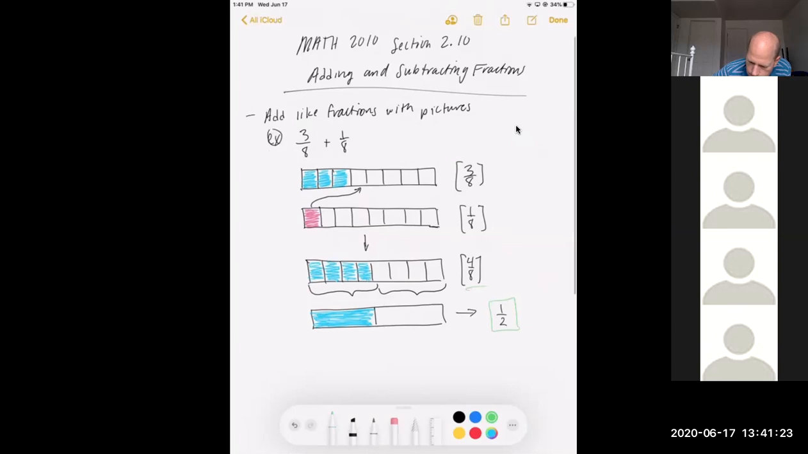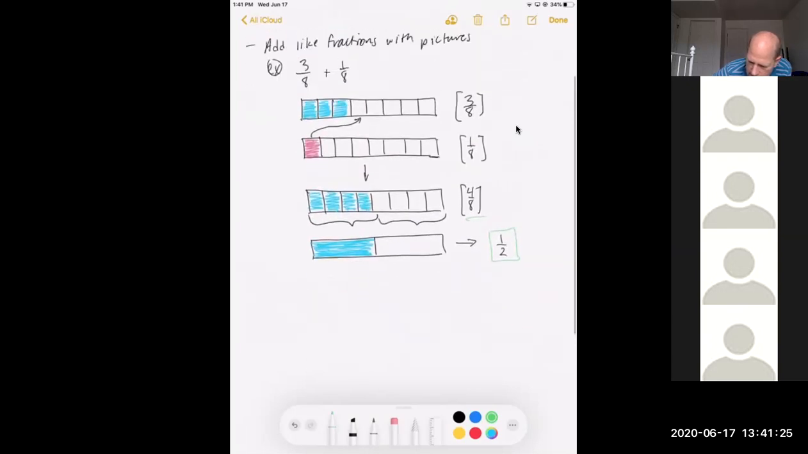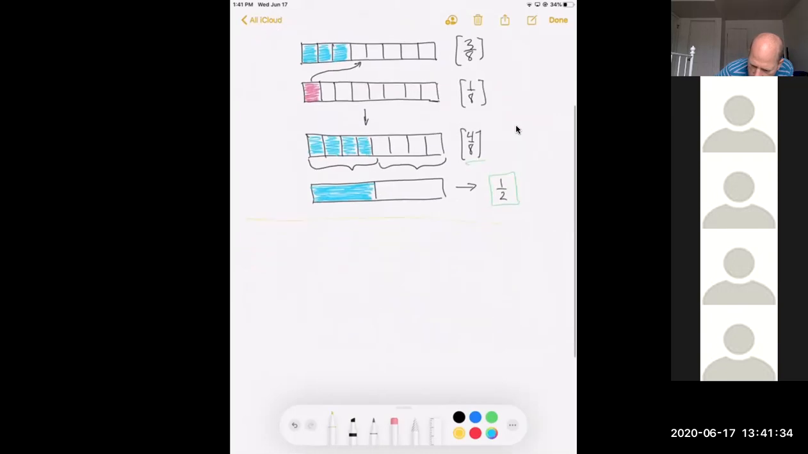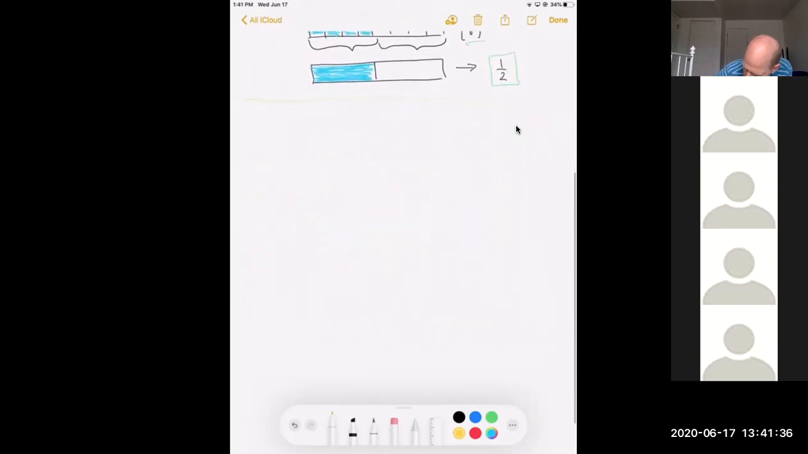Okay. So that's how you add. That's how we're going to add our fractions. Our next example is subtracting like fractions. So we added like fractions with pictures. We're going to subtract like fractions with pictures now.